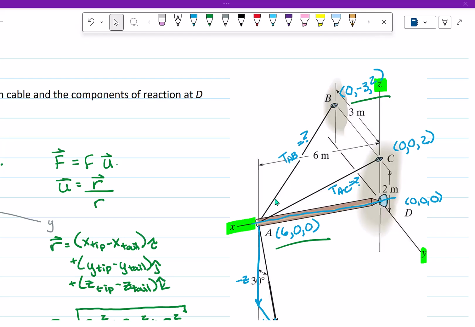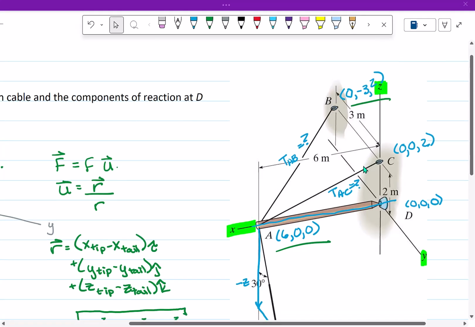Step one, as I said in class, is to determine what the coordinates are for A, B, C, and D because we're going to need them when we work through our problem. Knowing the coordinates helps us determine the position vector, and we need the position vector to determine the unit vector.